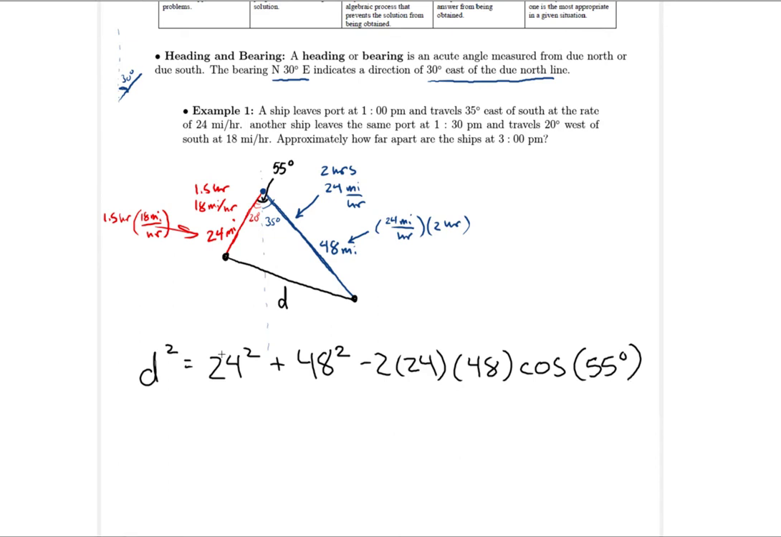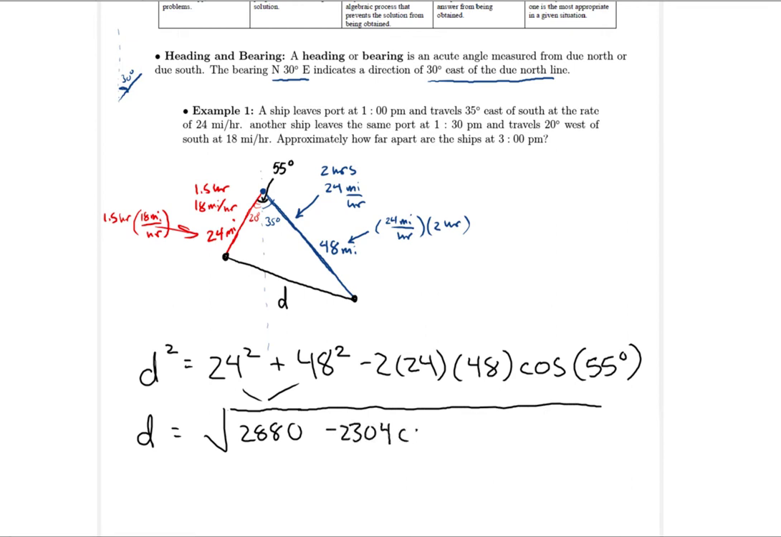Okay, so just remember everything on the right side here, its relationship: it's the two sides appearing and then the angle between them appearing. And that gives you the square of the side opposite the angle. And of course, I'll take the square root of both sides. And if I combine this, this is going to be the square root of 2880 minus 2304 cosine 55 degrees.